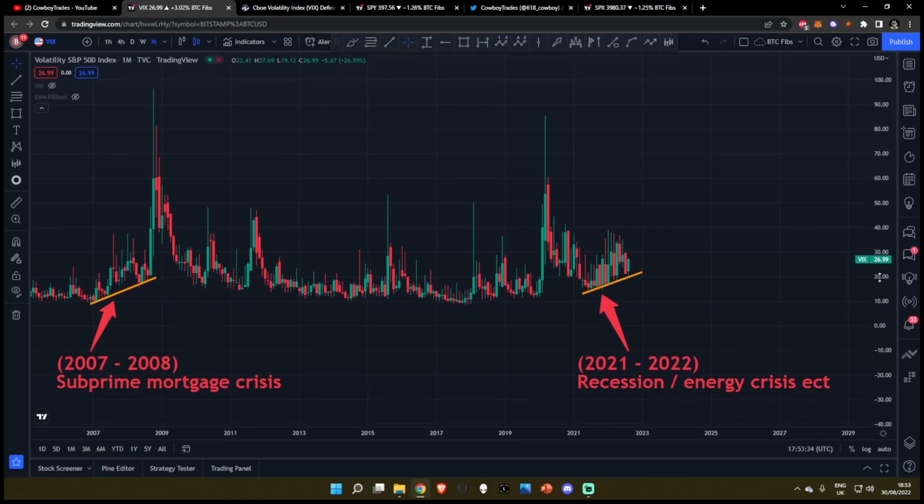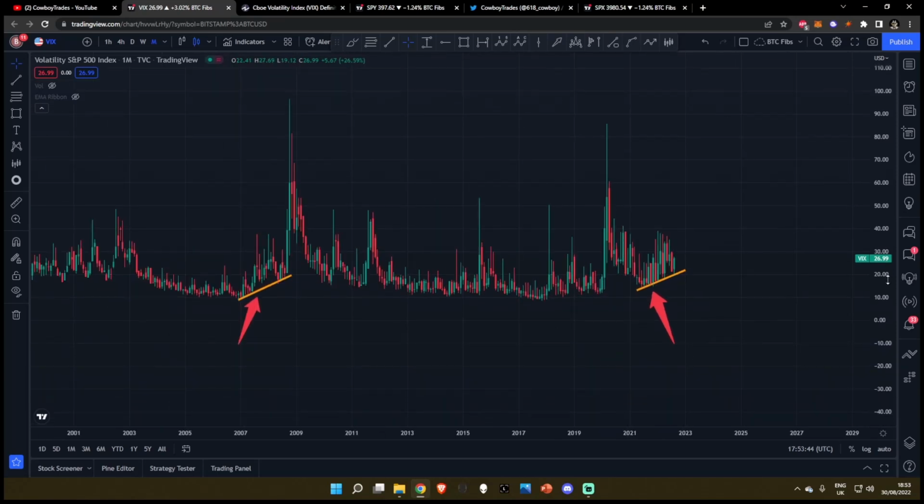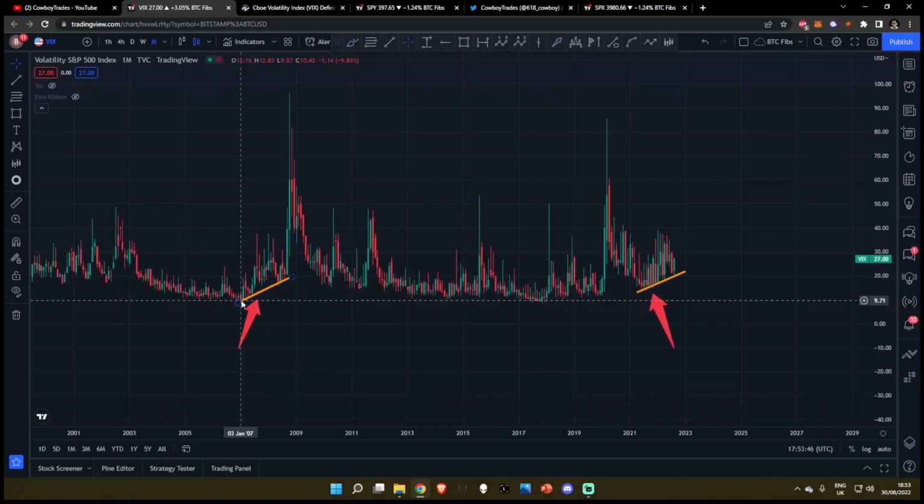But nonetheless, we're not here to discuss why we are in a recession right now. We're not here to discuss why the subprime mortgage crisis of 2008 happened. We're here to look at the similarities between the VIX within both of these events. Now, like I said, it's very similar. You've got financial crises going through the economies back in 2008 and back in 2021 to 2022.